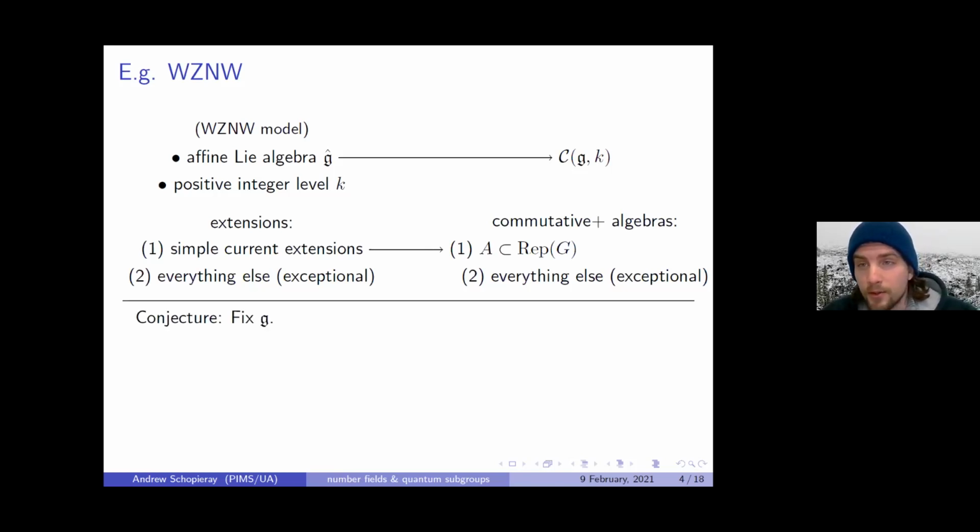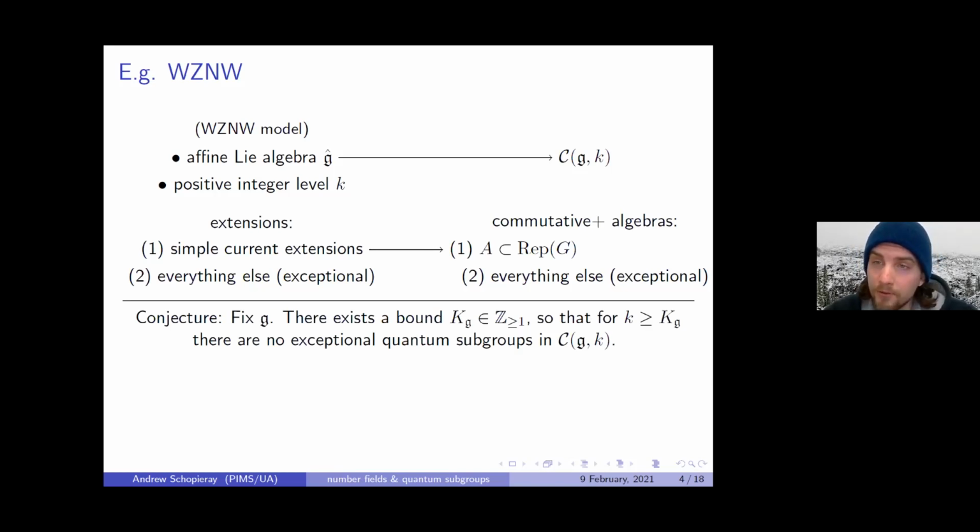And so the long-standing conjecture was that if I fix a simple Lie algebra, then there exists some positive integer bound such that if I look at these categories at levels past that bound, then I'm not going to find anything out of the ordinary. I'm not going to find any exceptional quantum subgroups in these categories. So all of the interesting stuff that I find past that point will be group theoretical in the modular tensor category language, or there'll be simple current extensions in the VOA language.